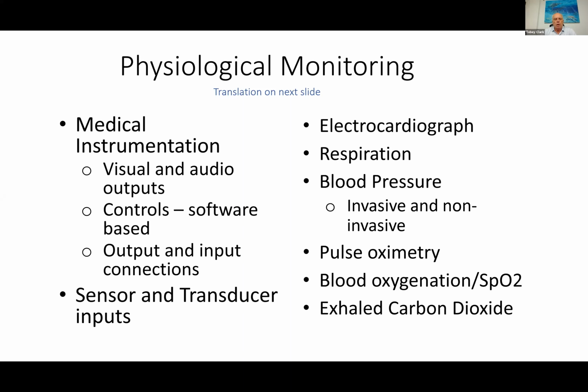Most controls are software based. There are connections to input and output. Again, we have our sensors and transducers. So some examples of what we're going to cover: electrocardiograph, respiration monitoring, blood pressure, both non-invasive and invasive, pulse oximetry, and carbon dioxide.